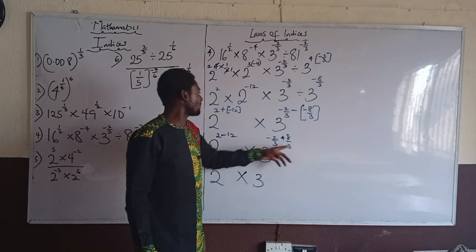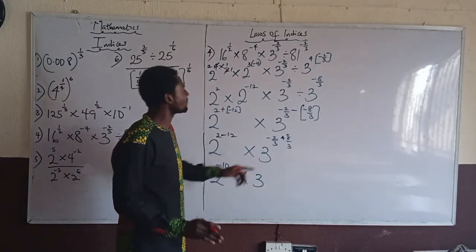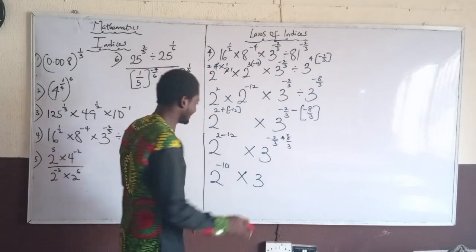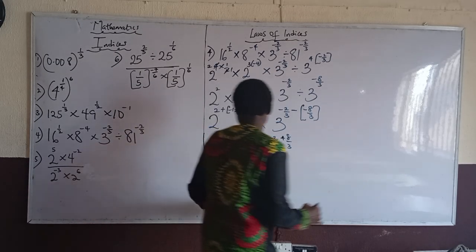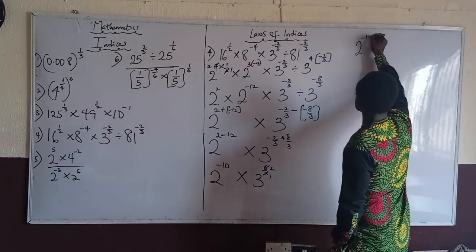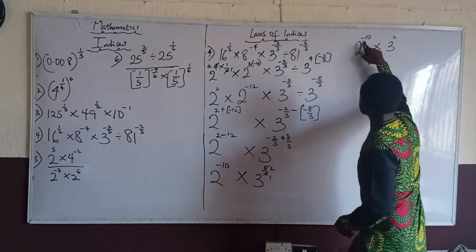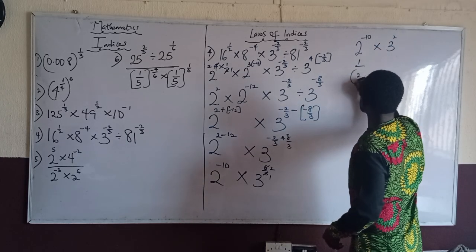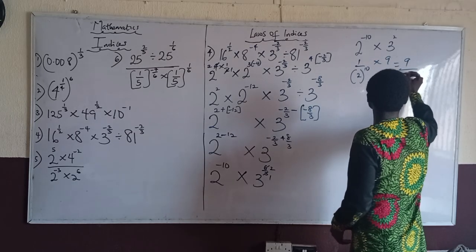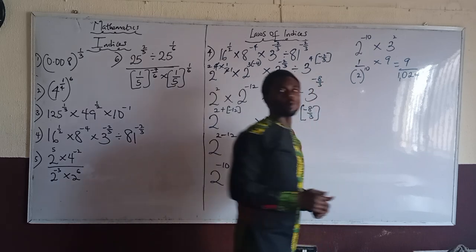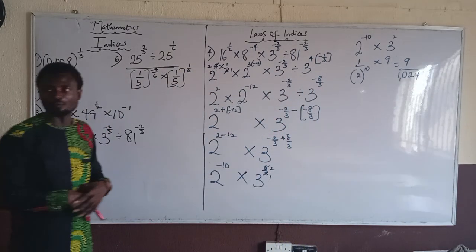Now, since I have the same denominator, I don't need to find LCM. So I'll just have minus 2 plus 8, that is 6. Then I have 6 divided by 3. So 3 here 1, 3 here 2. So here becomes 2 raised to power minus 10 times 3 raised to power 2. Here becomes 1 over 2 raised to power 10 times 9. Here becomes 9 over 1024. 2 raised to power 10 is 1024. That's my final answer. That is number 4.